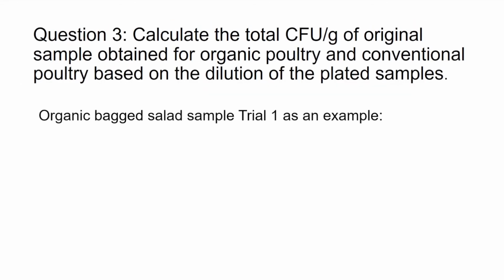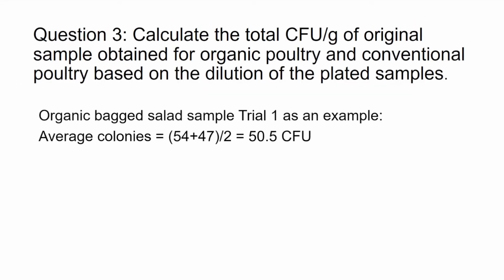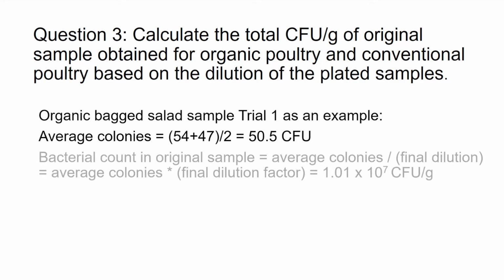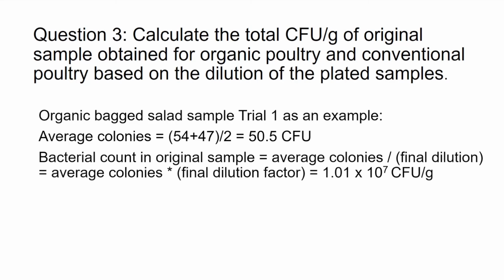To calculate the CFU per gram, first average the duplicate colony counts for each technical replicate. Then use the average colony count divided by the total dilution, or multiply the colony counts by the total dilution factor. Follow the same steps to calculate the CFU per gram for all other biological replicates, and use these values for statistical analysis.